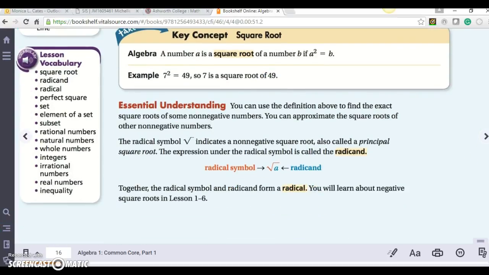You can use the definition above to find the exact square roots of some non-negative numbers. You can approximate the square root of other non-negative numbers. The radical symbol indicates non-negative square roots, also called a principal square root. The expression under the radical symbol is called the radicand. So here's the radical symbol and here's the radicand. Together the radical symbol and radicand form a radical. You will learn about non-negative square roots in lesson 1-6.